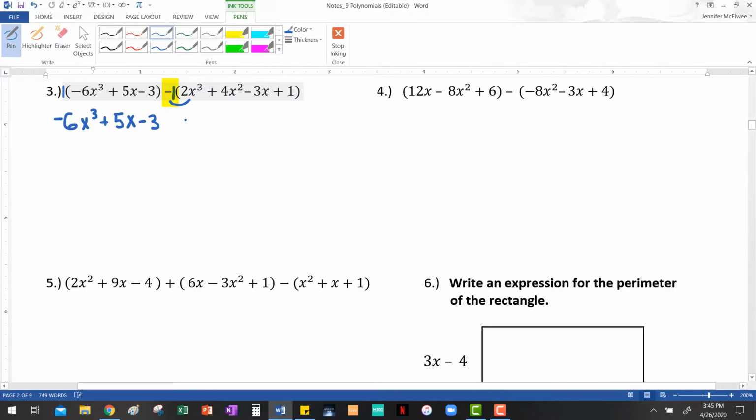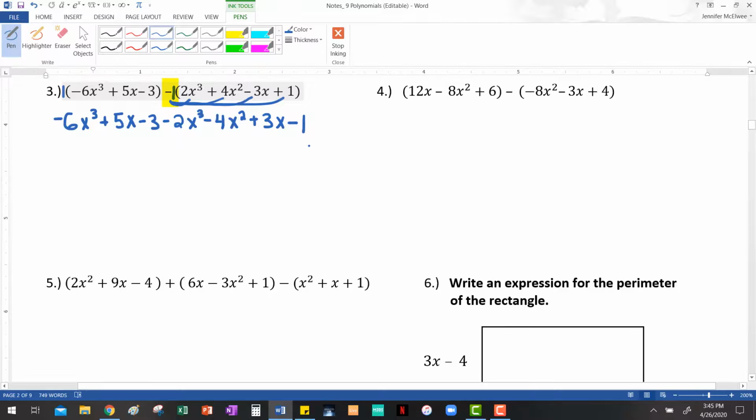So I will distribute to the first term. That will be a minus 2x cubed, because I made a negative. It was plus 4x squared, but when I distribute that negative 1, it will now be minus 4x squared. For the third term in that polynomial, it was negative 3x. When I distribute negative 1, it will be positive 3x. And finally, my last term was plus 1, which will be minus 1.